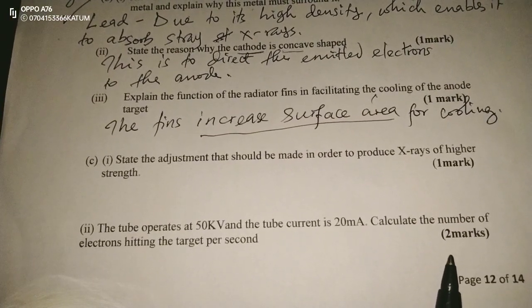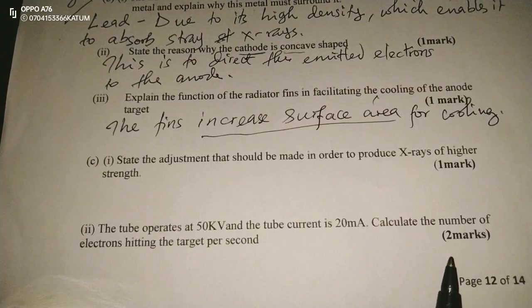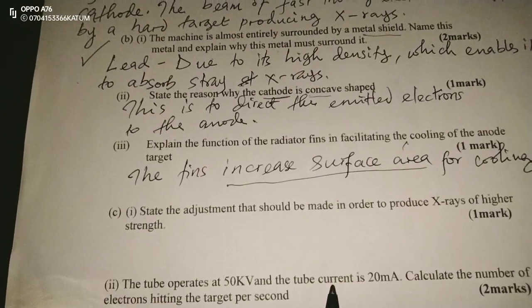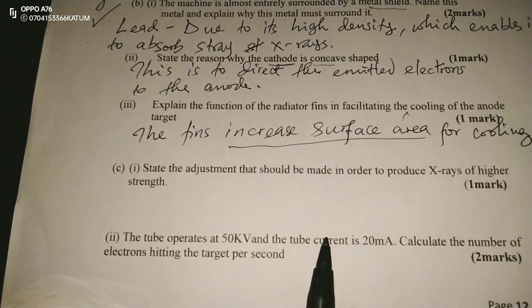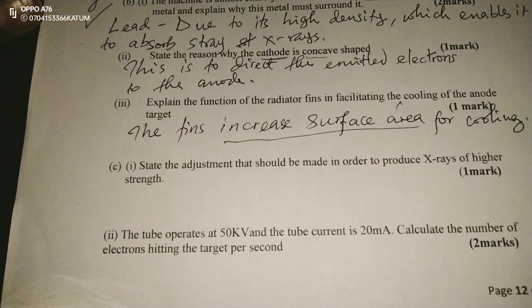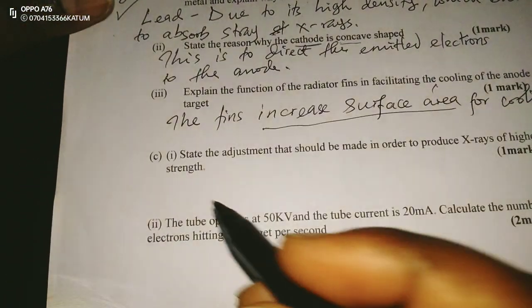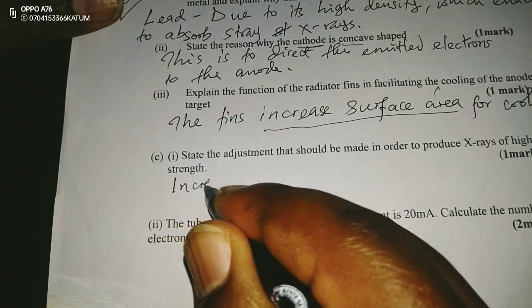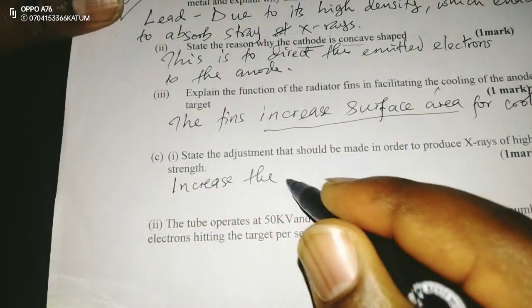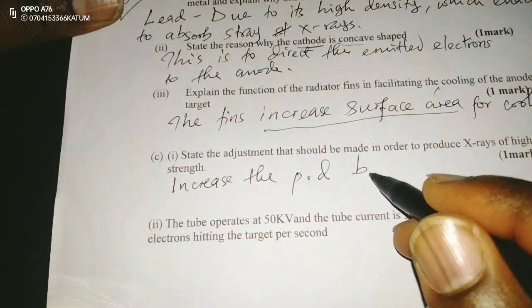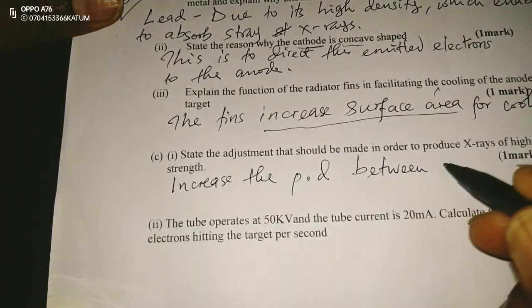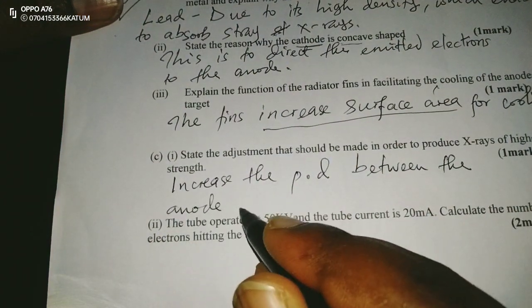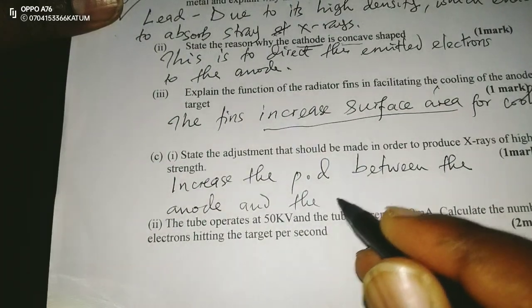State the adjustment that should be made in order to produce X-rays of higher strength. For X-rays to be of higher strength, or rather higher energy, the adjustment that should be made is to increase the potential difference between the anode and the cathode.